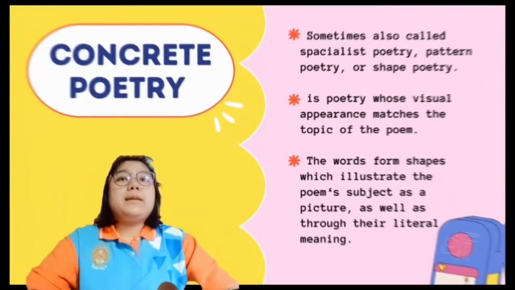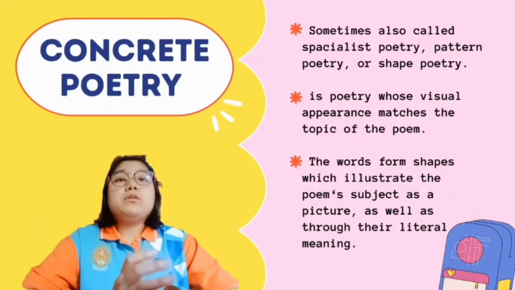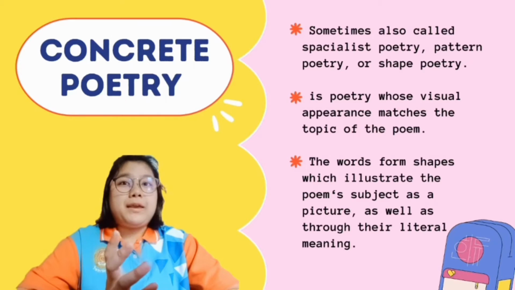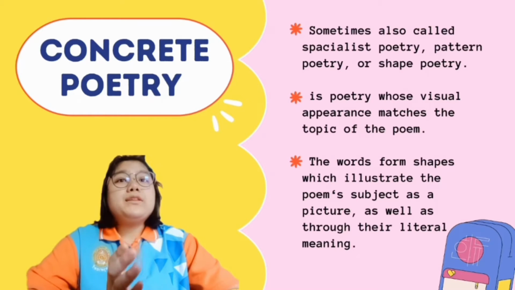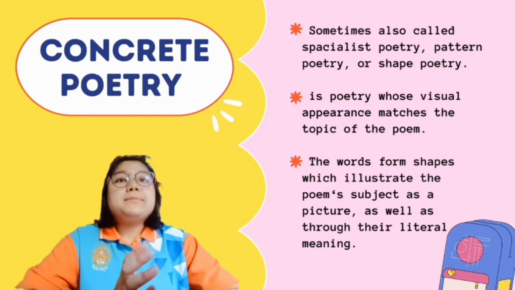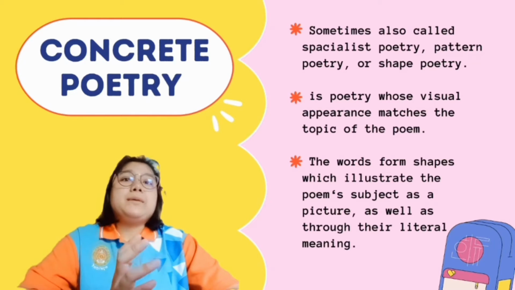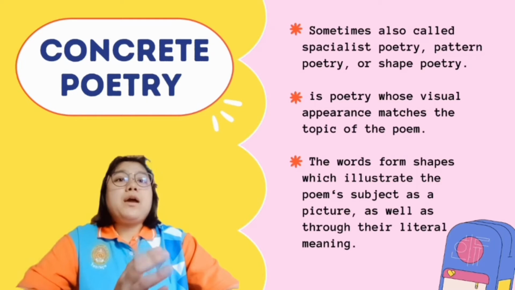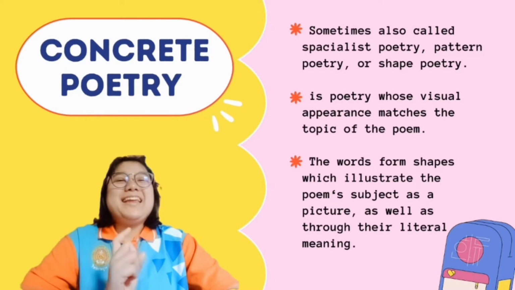Concrete poetry is sometimes also called spatialist poetry, pattern poetry, or shape poetry. Concrete poetry is poetry whose visual appearance matches the topic of the poem. The words form shapes which illustrate the poem's subject as a picture, as well as draw on their literal meaning. Okay, next.